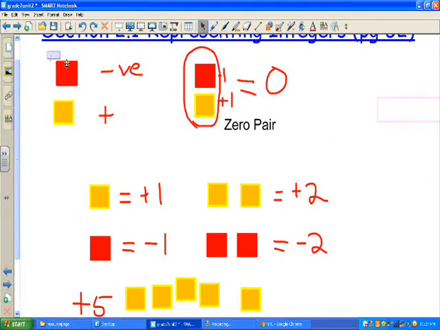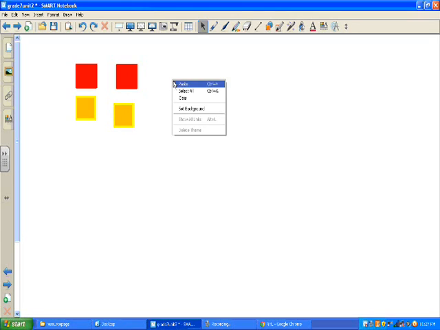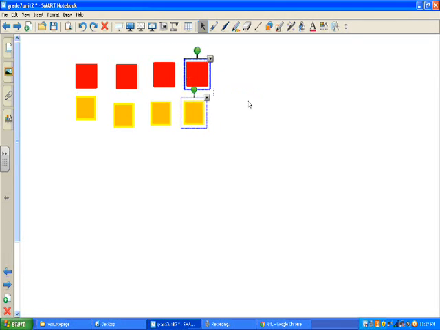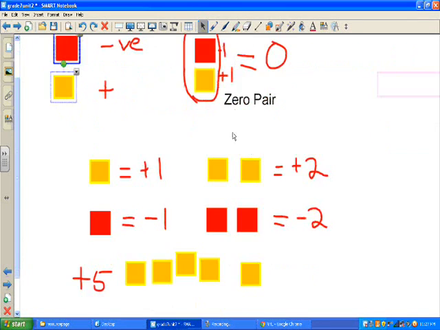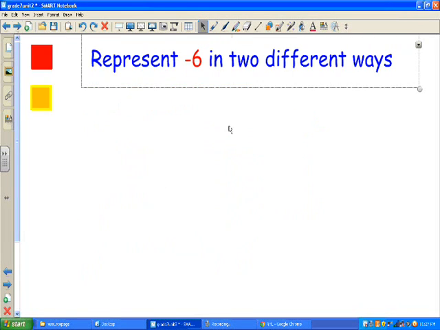So if I were to take, say, another couple of these, and I could do this, this represents nothing. If I get another one, this still represents nothing. Another one, this is still 0. Another one, this is still 0. Okay, they represent nothing when you put them together, of course. So that's why they're called zero pairs.